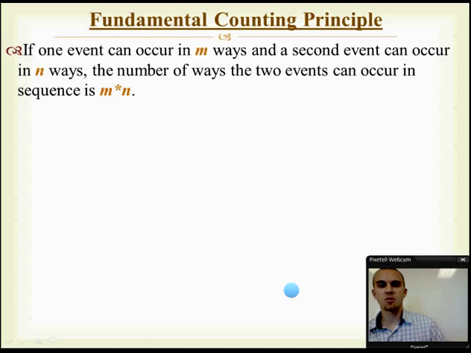Now one item that may be very helpful for us is the fundamental counting principle, which says if we look at our 2 events, or it could be more than 2 events, and we take the number of ways the first event can occur and the number of ways the second event can occur, and we multiply them, that will give us the total number of ways the 2 events can occur in sequence.